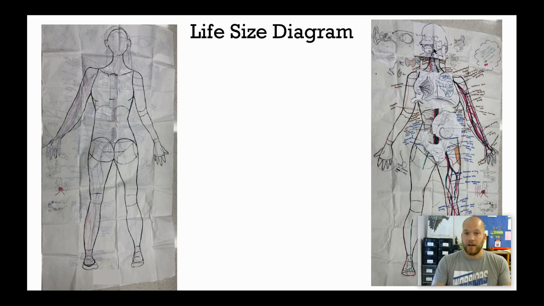It is a diagram, but you're doing it literally life-size. So it is important that your organs are to scale. So your kidneys should be the size of your kidney, and they should be where your kidneys are. Your heart on your life-size diagram should be the size of your heart, and it should be where your heart is. Your bones should be where your bones are. It is life size. You're drawing them and you're labeling them.